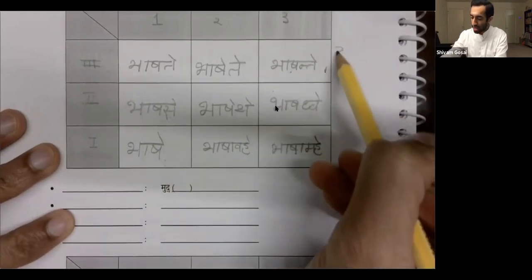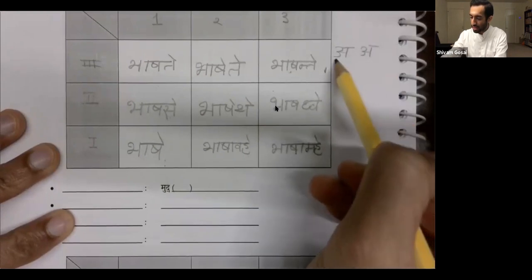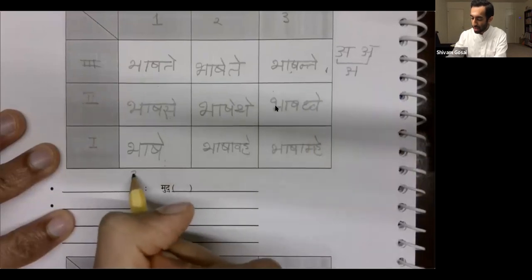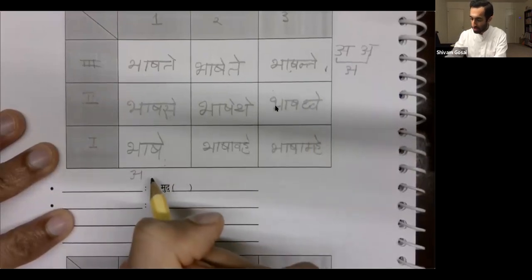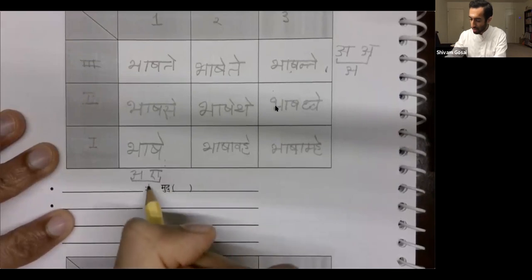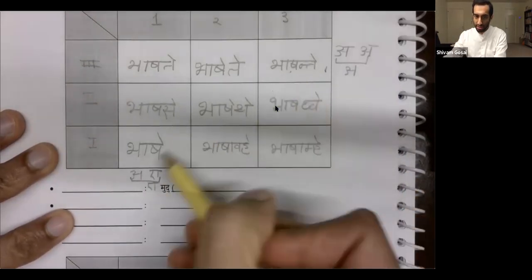Because I have akara next to one of the guna letters, which is akara, both get replaced by akara. Here I have akara next to ekara, which is one of the guna letters, both get replaced by ekara. So it's the same rule, but it looks slightly different between these two, just so we know that.